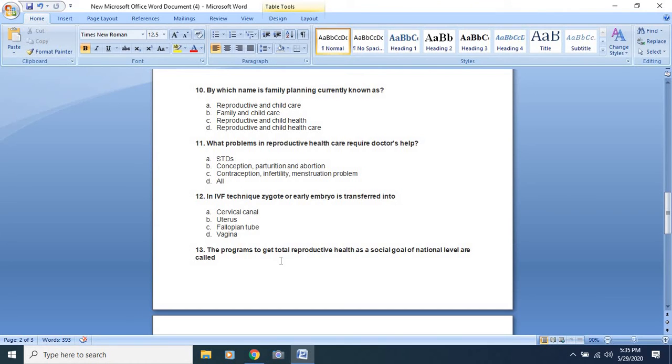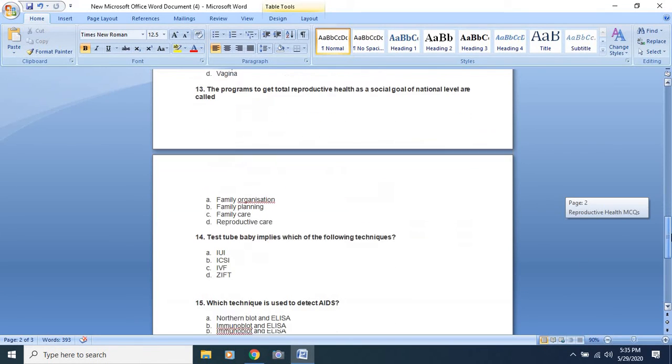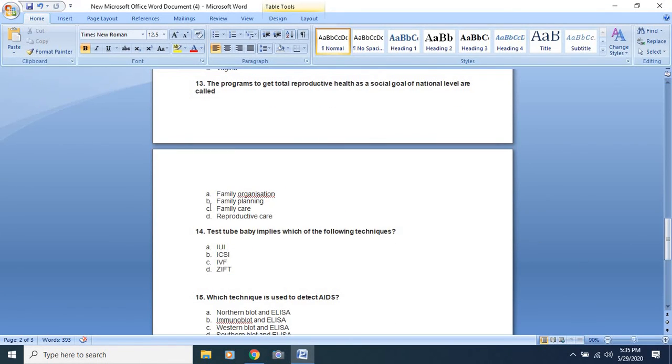Next, the programs to get total reproductive health as the social goal at national level are called, that is B option, family planning. This also we have seen in the introduction part of reproductive health.